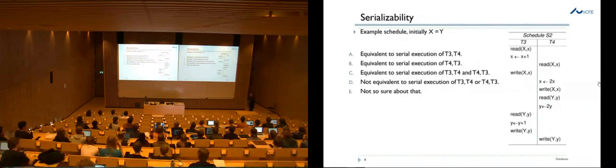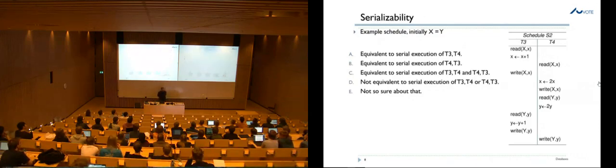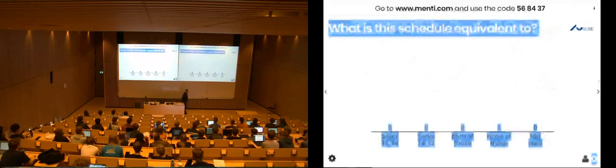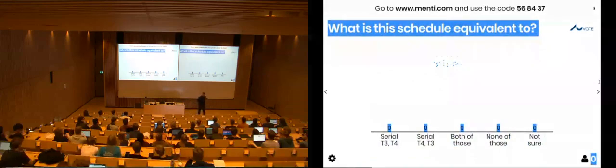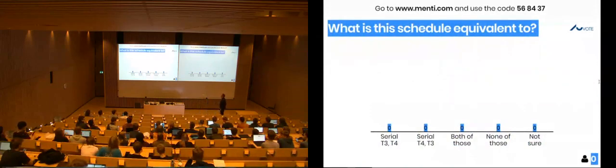So the question is, is this thing now equivalent to performing transaction 3 followed by 4? Or is it equivalent to 4 followed by 3? Or is it equivalent to both these orders, so that order doesn't matter? Or none of that? So here is the question for you. I leave that slide so that you get the number. So that's the number we are working with.